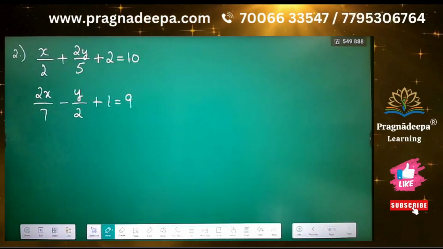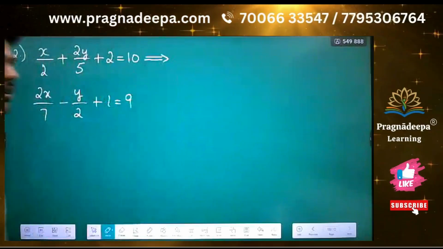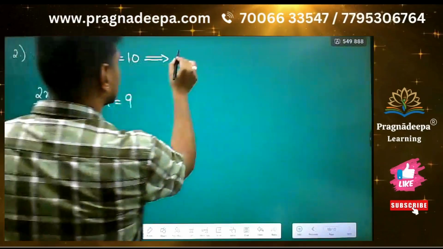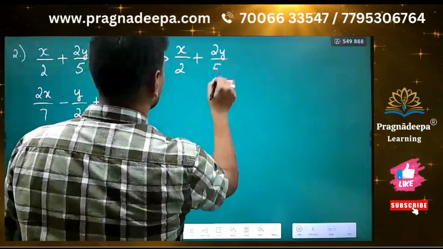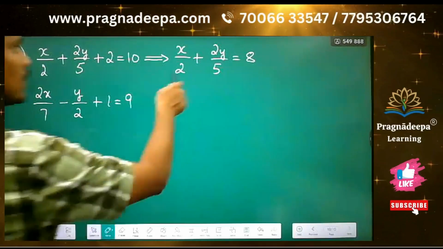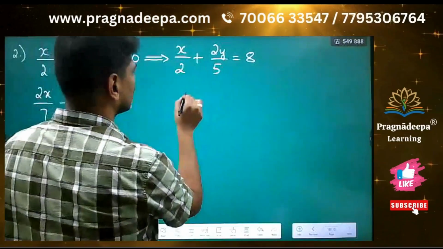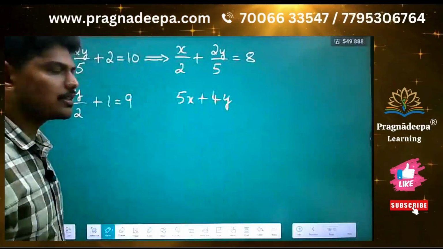Students, observe the first equation. It only looks like this, these are constants. If we send the 2 to the other side, what happens? x by 2 plus 2y by 5 is equal to 8. Will you agree? Because 10 minus 2 is 8. Now take the LCM because the denominators are different. On one side there is 2, on the other side there is 5. So what happens? 5x plus 4y. Correct?